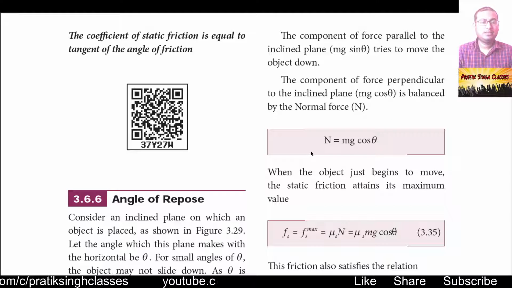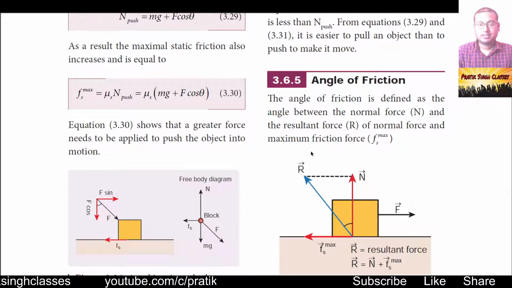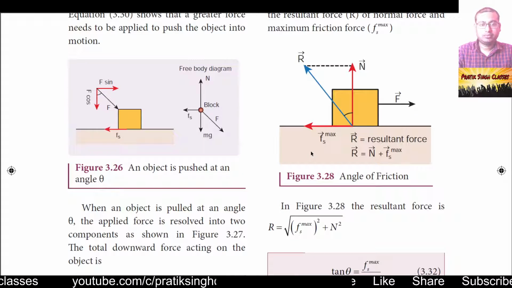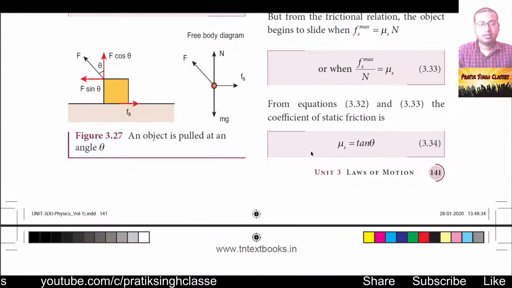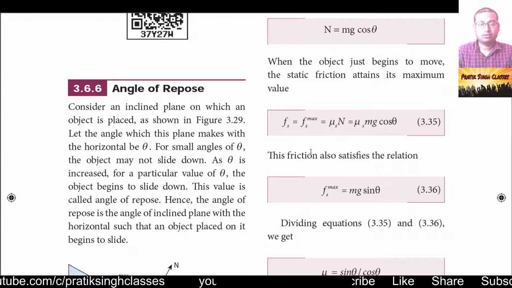Hello students, in the previous class we studied up to section 365, which was about the angle of friction. I hope you enjoyed it and learned a lot from there. Now in today's class we will start from section 366, that is angle of repose.